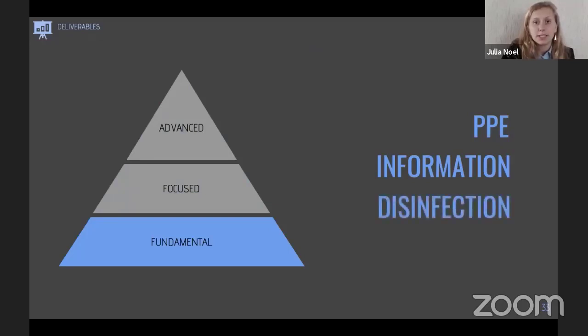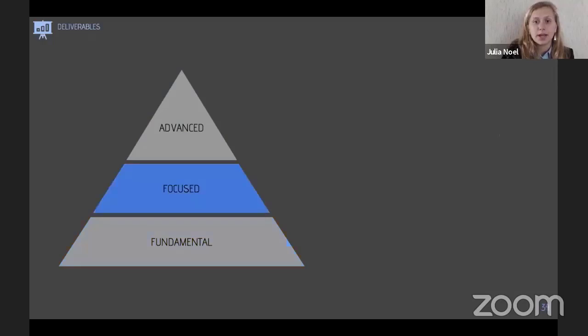Additionally, disinfection is on the fundamental level. Disinfecting common work areas routinely allows for a basic level of cleanliness to be set. The focus level was divided into 3 categories based upon our general disease types. These categories include a measure for each disease type.